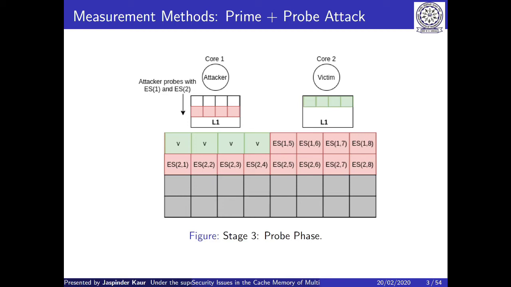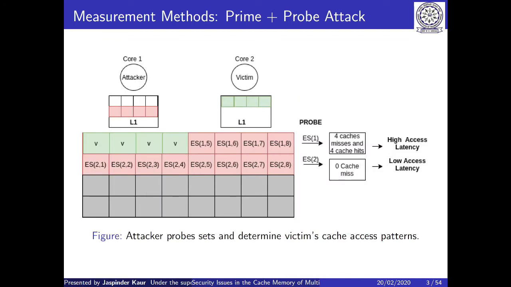For all the blocks which are residing in set 2, everything will be a hit in the LLC. But in case of blocks which are residing in set 1, 4 blocks will result in a cache miss, because these blocks are now removed by the blocks of the victim application. So this will be the scenario after the probe phase: in set 1 there will be 4 cache misses and 4 cache hits, because these 4 will be hits but these 4 will be misses. And in set 2 there will be all hits, there will be 0 cache misses.